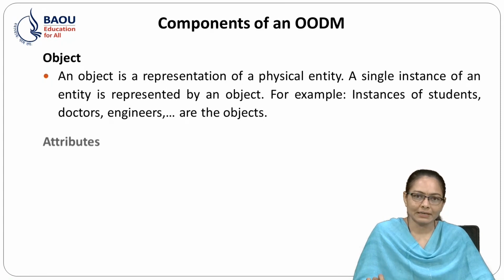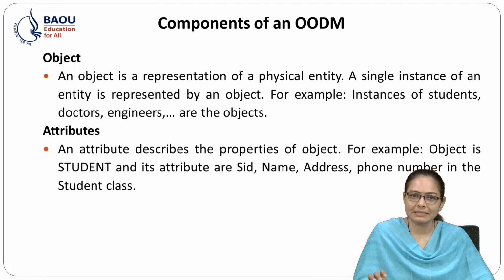Now what are attributes? Attributes describe the properties of the object. For example, the object is a student and its attributes are SID, name, address, phone number of the Student class, which are called attributes. Any entity is described by its attributes. Suppose an employee entity is described by the employee ID, employee name, city, etc.